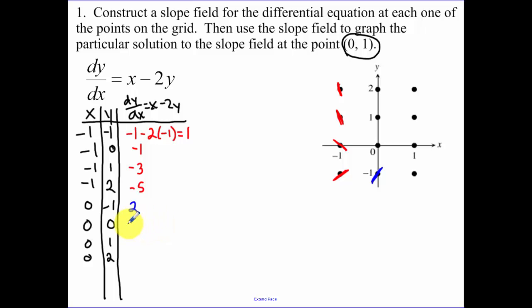When I plug in 0, 0, we get 0. So a straight horizontal line. When I plug in 0 and 1, we get negative 2. So a line that's sloping about negative 2, not as steep as this one. And then I plug in negative 4. A little bit steeper, but not as steep as our negative 5. And these are, again, just approximations. You just need to make sure you're going the correct direction for your sloping lines.